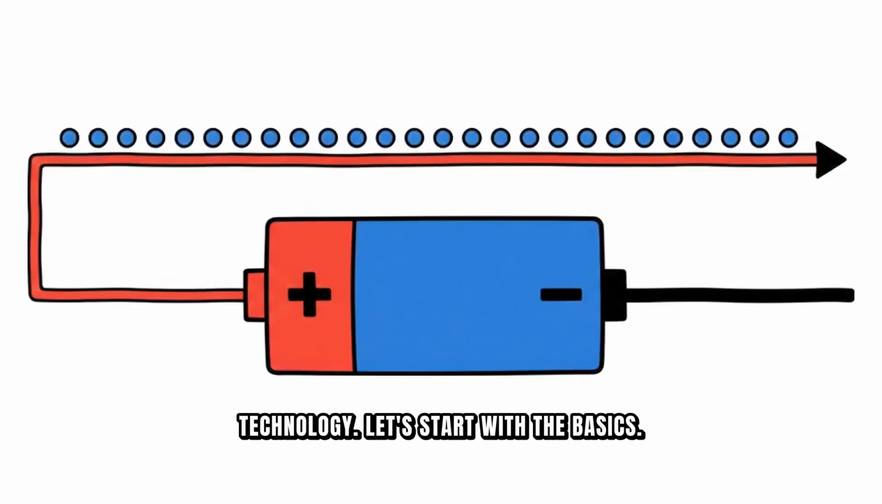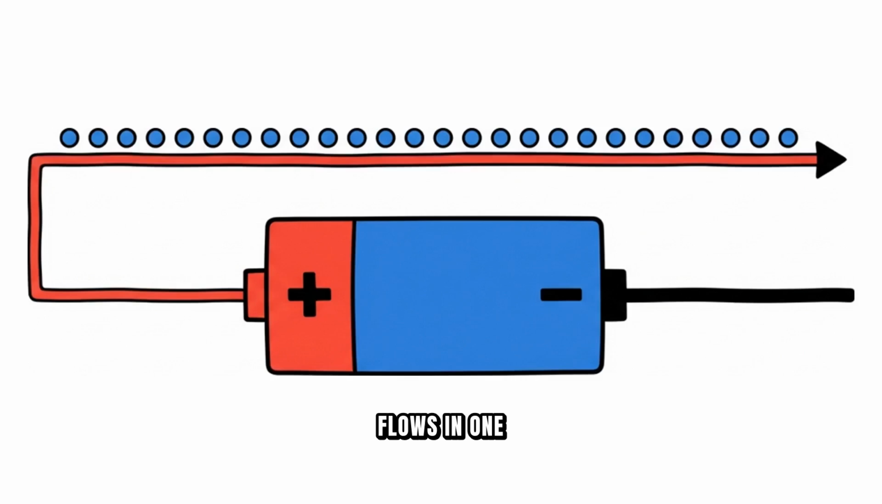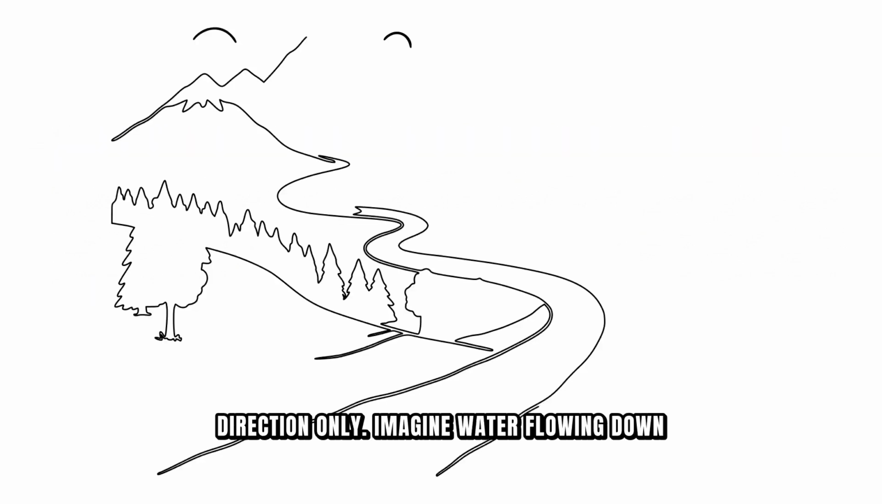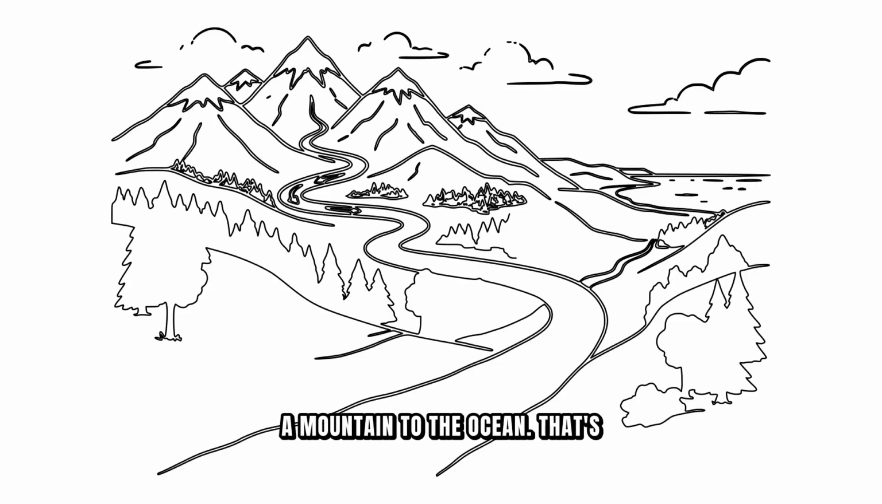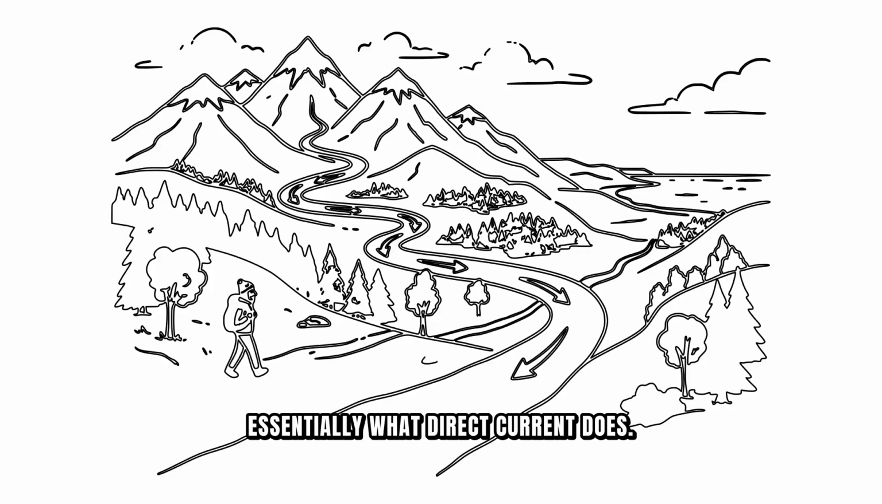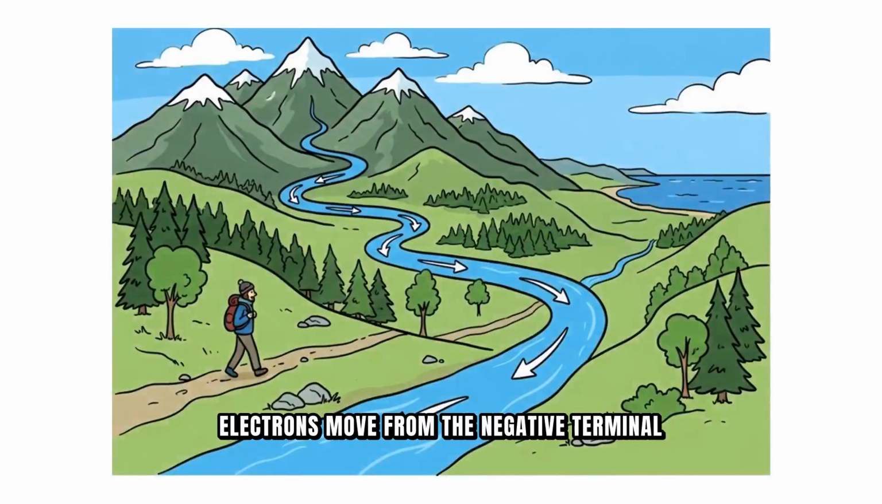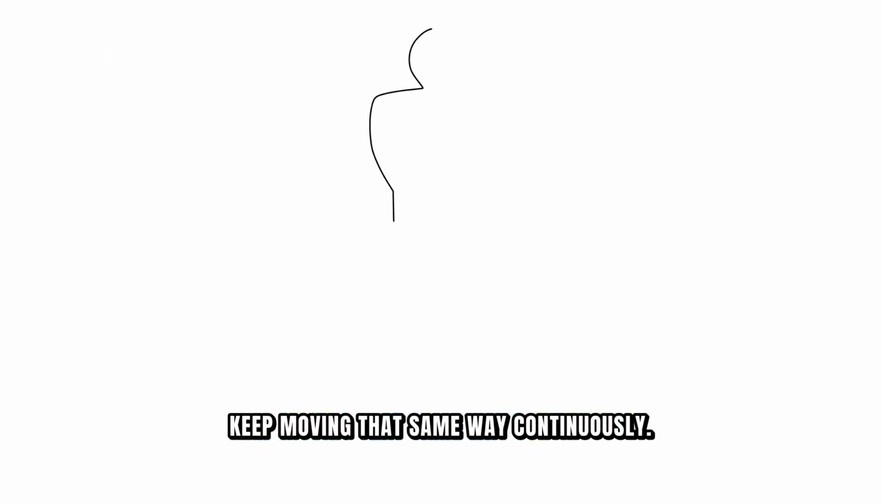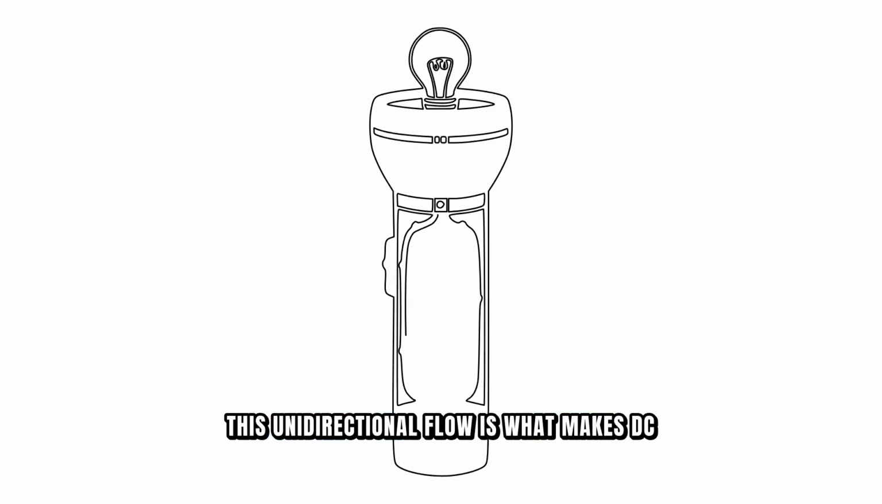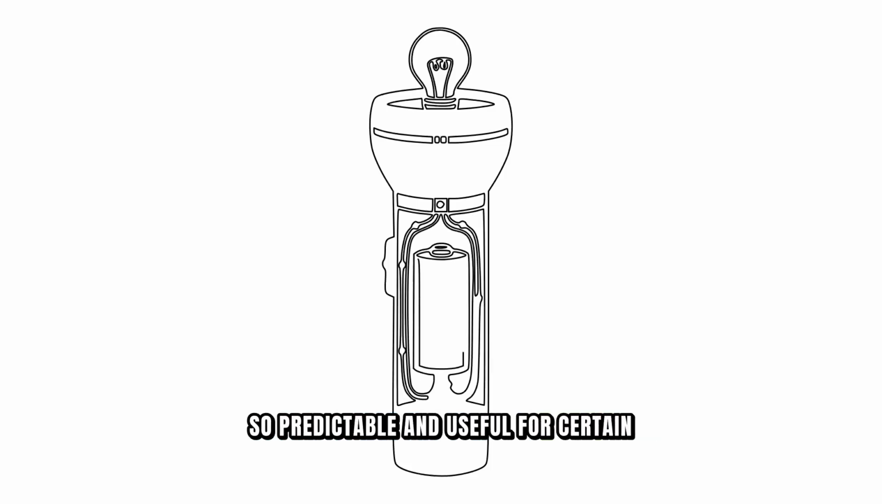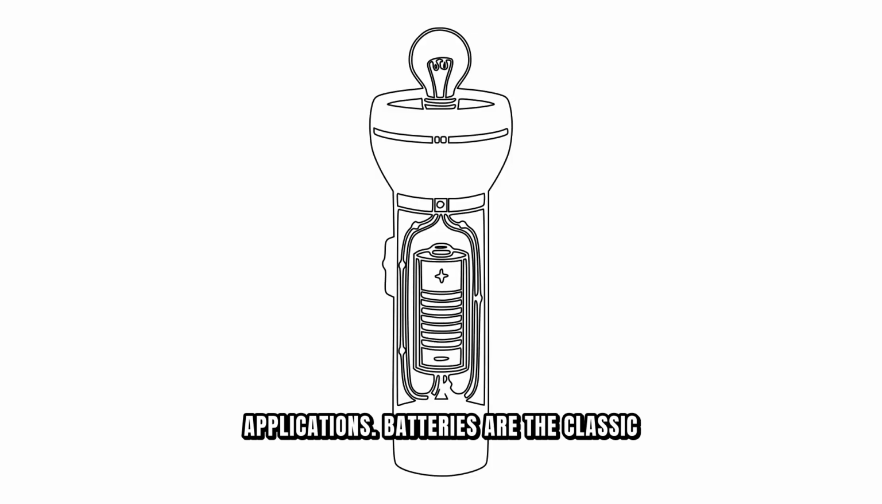Let's start with the basics. Direct current, or DC, is electricity that flows in one direction only. Imagine water flowing down a river in a single direction, from a mountain to the ocean. That's essentially what direct current does. Electrons move from the negative terminal of a power source through a circuit to the positive terminal, and they keep moving that same way continuously. This unidirectional flow is what makes DC so predictable and useful for certain applications.